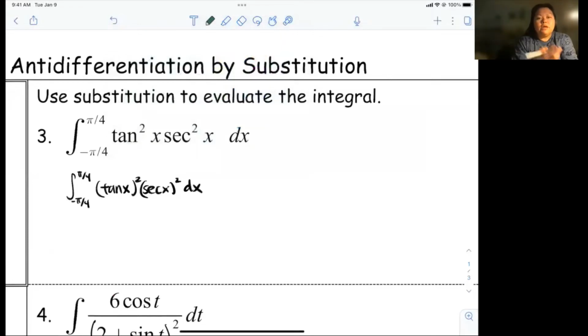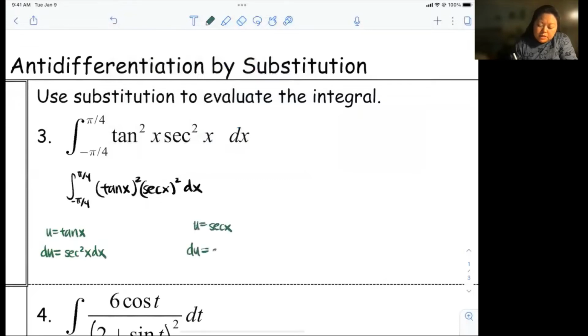You have your options, right? You have 2 options. You either set it up as tangent x or you set it up as secant x. Which one is better? If you say u is tangent x, then du, what's the derivative of tangent, is secant squared x dx. So in this case, I can see this is really u squared, and this is du. Everything got taken care of. What if you do the other one? What if I did u is secant x, and then the derivative will be secant tangent, right?